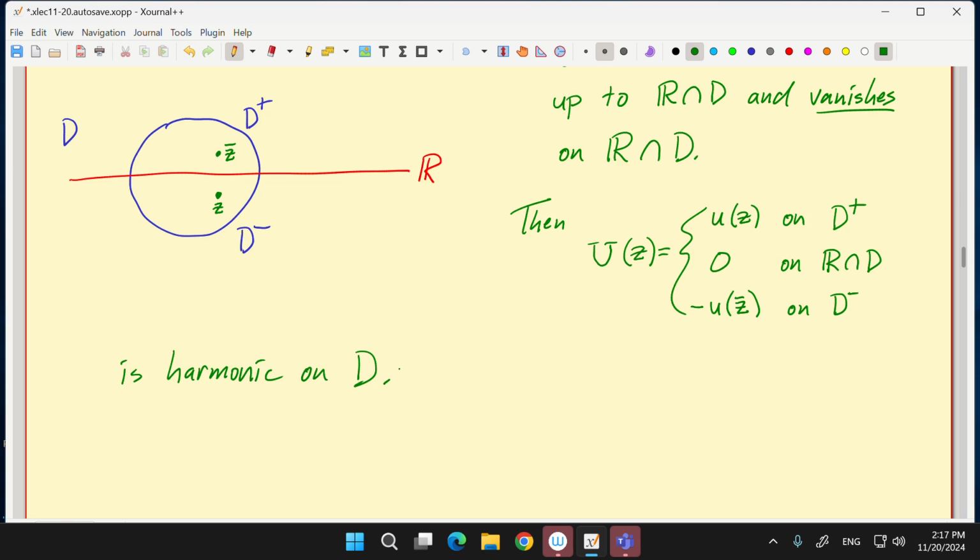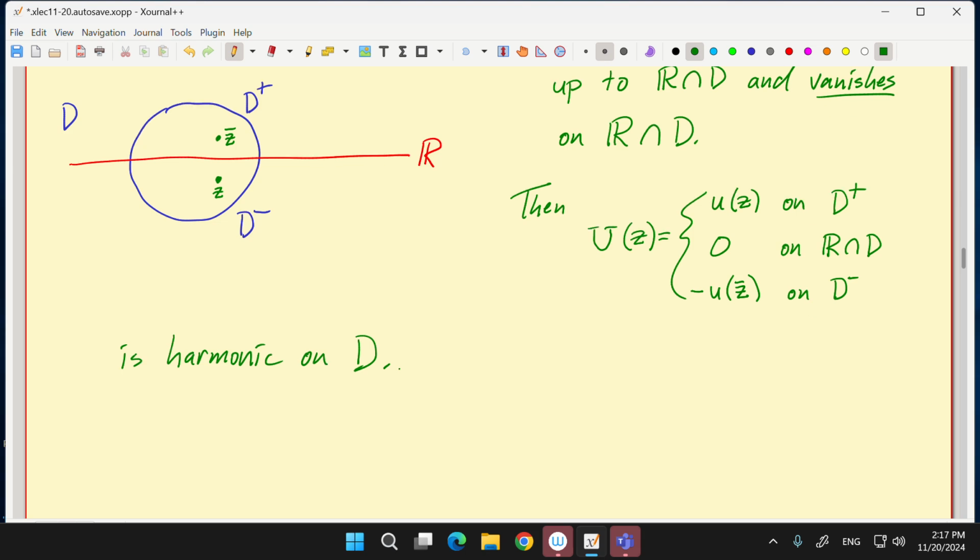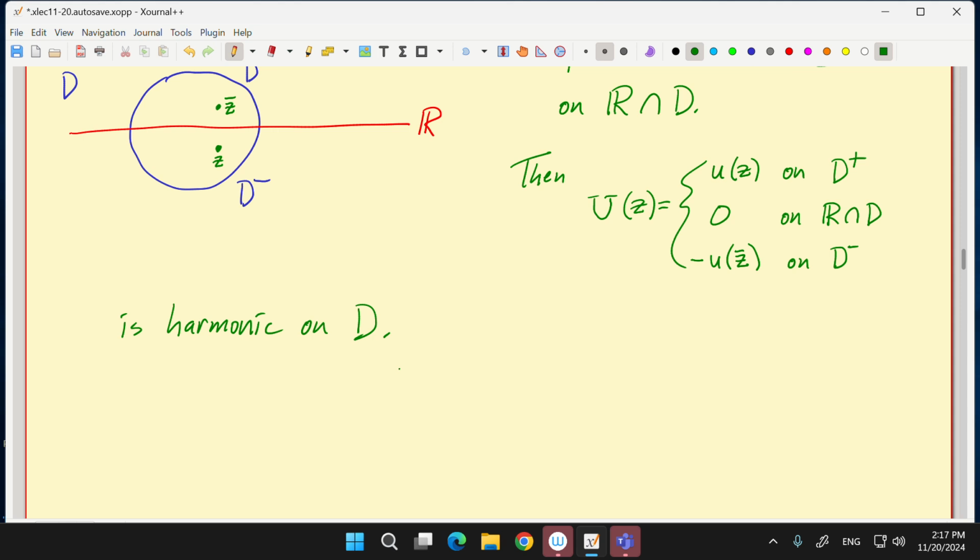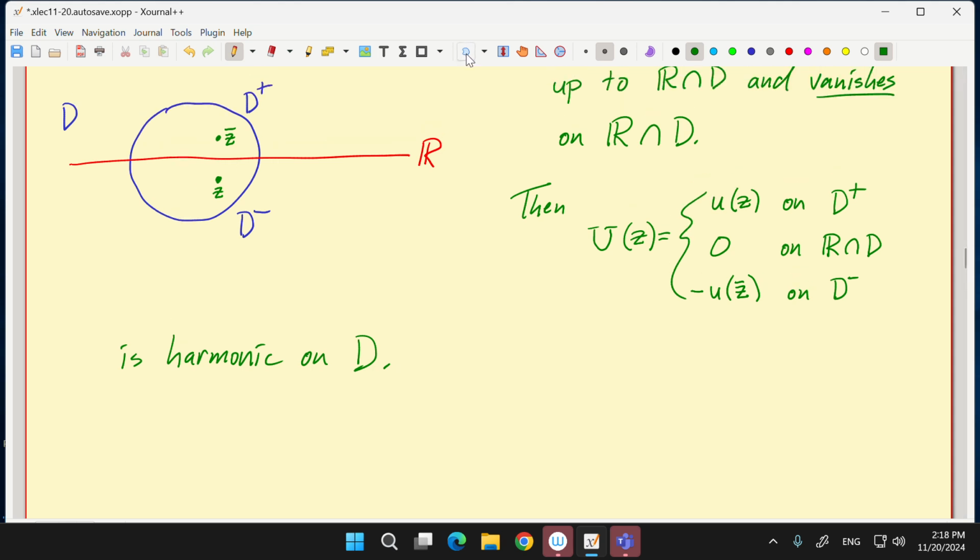Well, I'm not going to have time to prove it. Well, it's easy. And you can show that this capital U satisfies the weak averaging property. I have 2 minutes, so I'm not going to give the whole proof here, so I want you to go home and think about it.